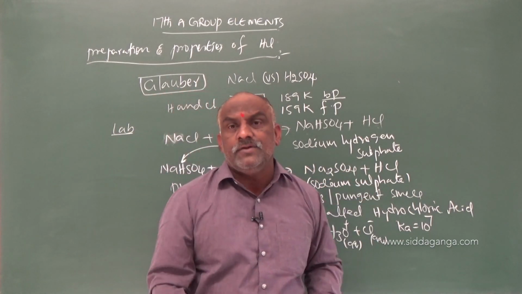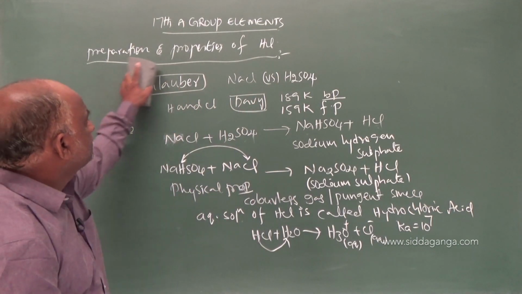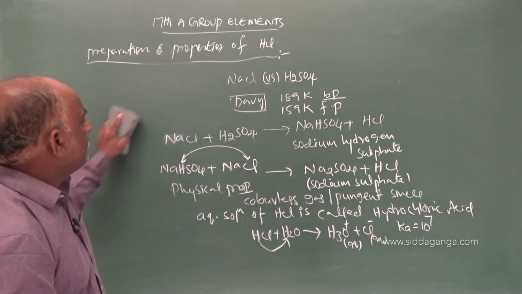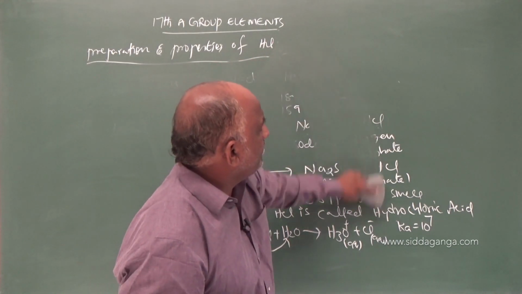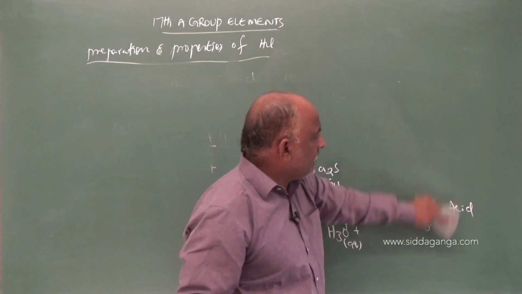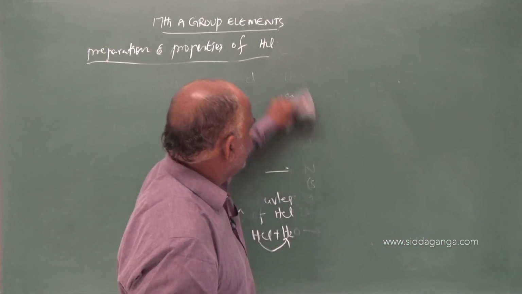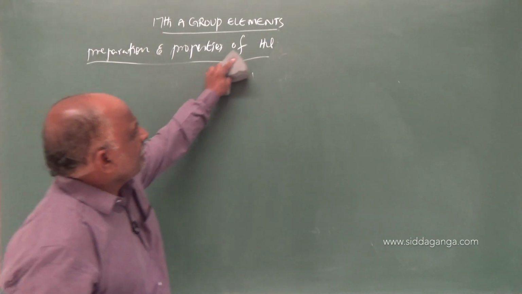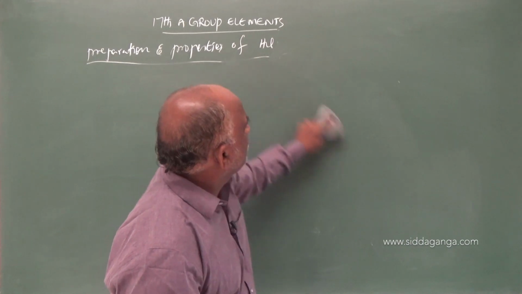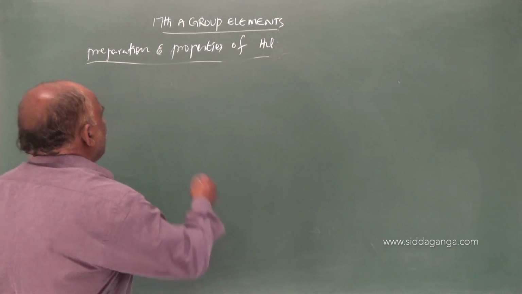And what will be the chemical properties of hydrochloric acid? Among the chemical properties, one property is very important. You have to concentrate on that property, and the remaining properties you should also read. There are important reactions. So what are the chemical properties?